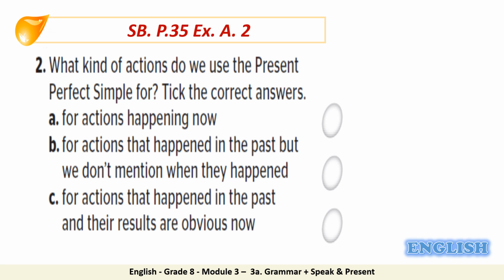Alright guys, here is the answer. In A it says for actions happening now. Is this correct? Right, of course this is not correct. B, for actions that happened in the past but we don't mention when they happened. Excellent. C, for actions that happened in the past and the results are obvious now. Wonderful.